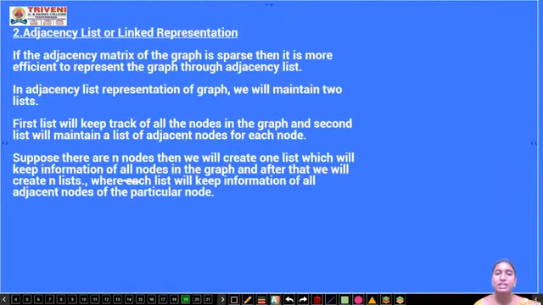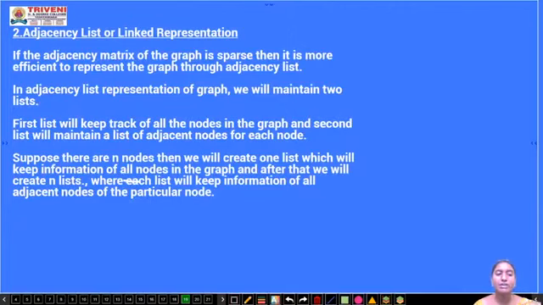And adjacency list is the linked representation. If the adjacency matrix of the graph is sparse, it is more efficient to represent the graph through the adjacency list. Adjacency matrix కనుక అవైలబుల్గా ఉంటే adjacency list ద్వారా మనం ఈజీగా ఐడెంటిఫై చేయొచ్చు. So here information of all the nodes in the graph, a particular node will be available here. And this way we can draw it here.